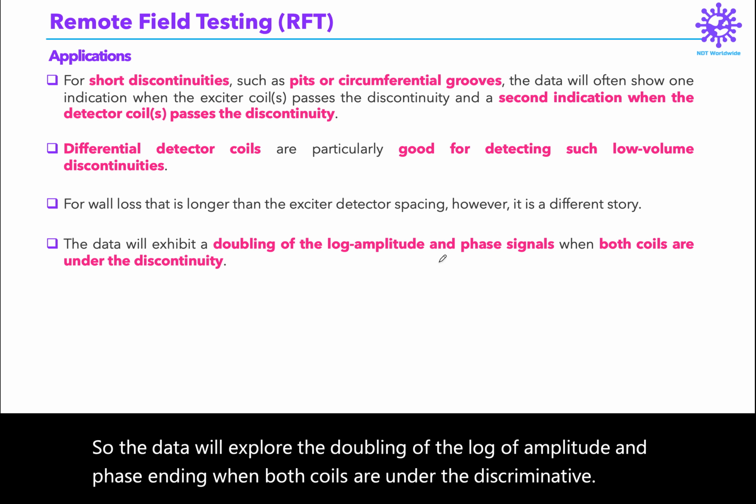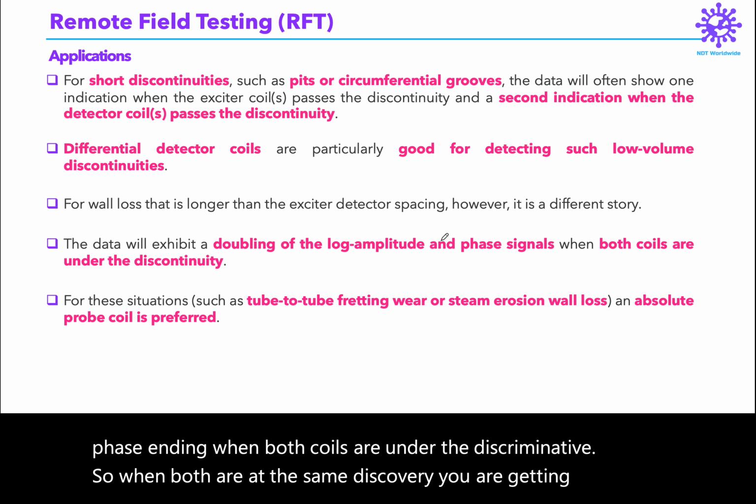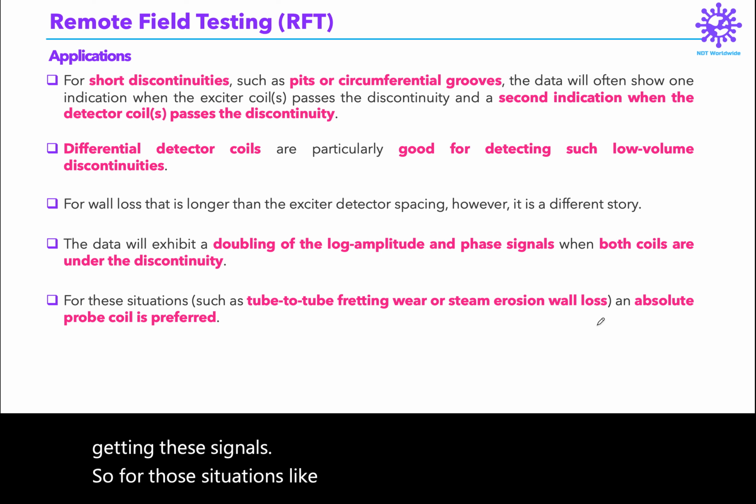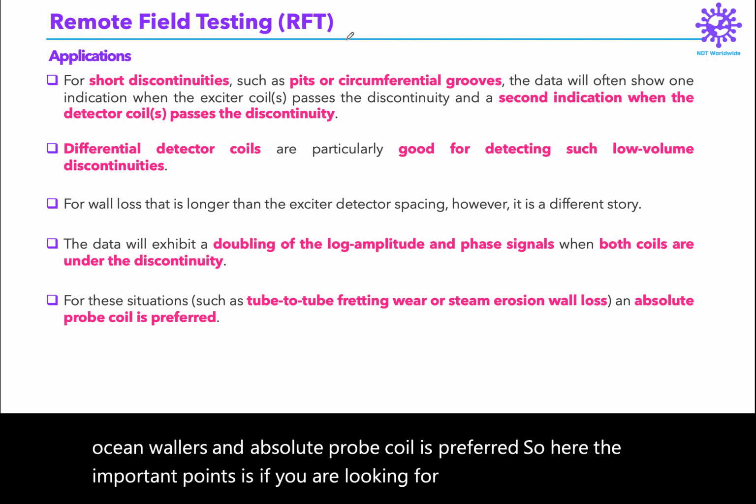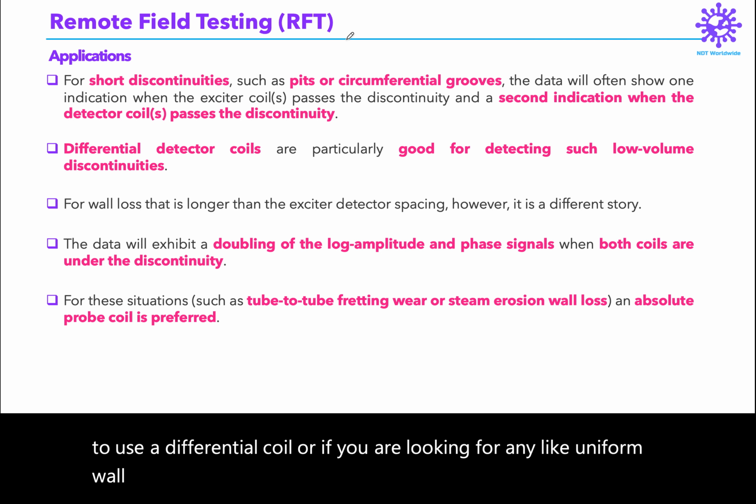So meaning when both are at the same discontinuity, you are getting these signals. For those situations like tube to tube fretting wear or steam erosion walls, an absolute probe coil is preferred. So the important point here is, if you are looking for a short discontinuity, try to use a differential coil, or if you are looking for any uniform wall loss or localized corrosion, then you can use the absolute probes.